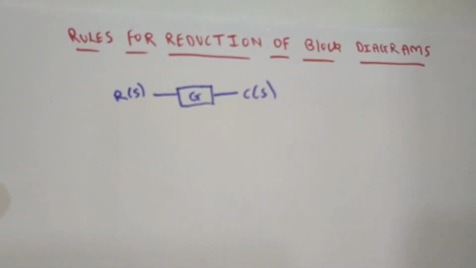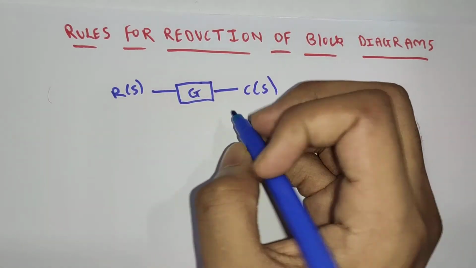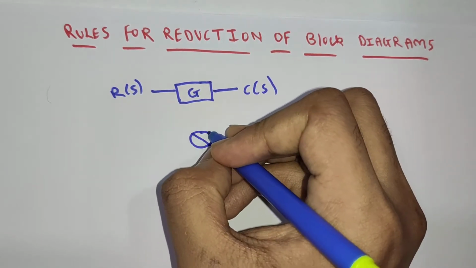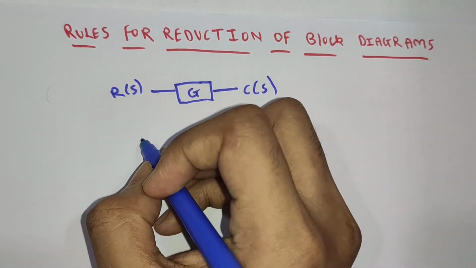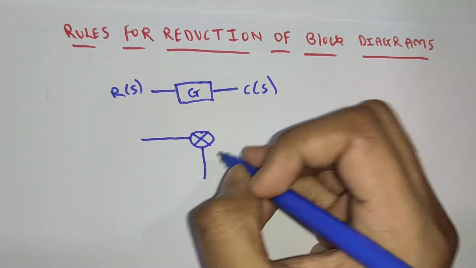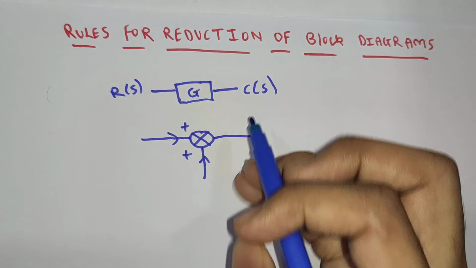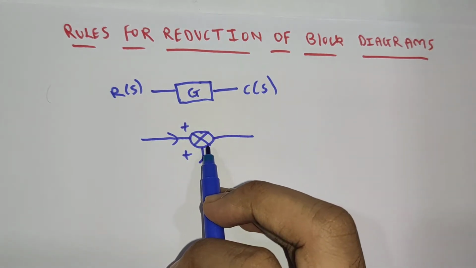The second thing that we must know is a summing point. What is a summing point? This is a summing point where two or more signals meet. Where two or more signals meet, that point is called a summing point.